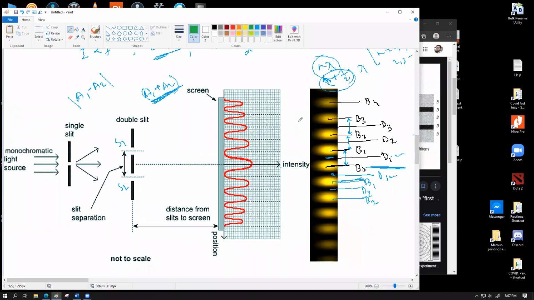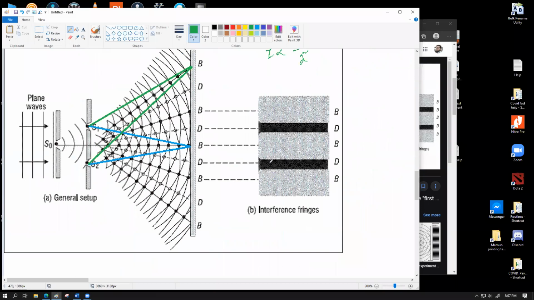Sir, can you go back to that picture that you have below, where you were showing the pathways? Yeah, just a second.